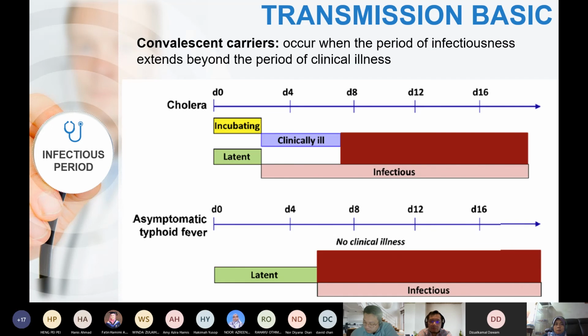Or convalescent carrier. Example, cholera. Cholera is quite acute. The incubation period is 1 to 3 days. They can be very ill because a lot of losing fluid. But even though we stabilize them, they are still infectious, right? Jadi kita kena check stool dia sampai berapa kali negatif, right?